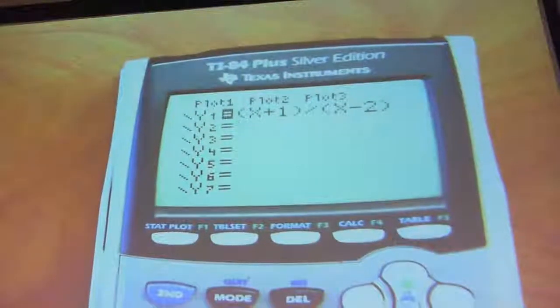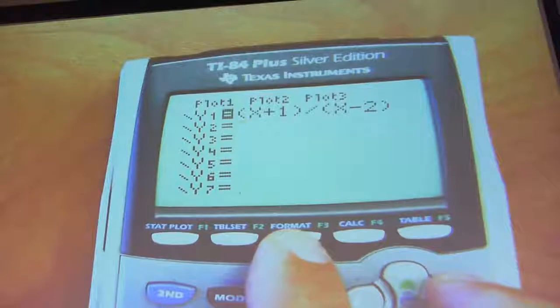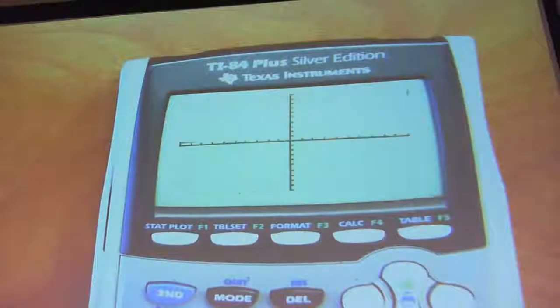Now, we're going to do a couple things. Number 1, we're going to graph it in the standard window. So I'm going to hit zoom 6 to graph it in the standard window. Okay? Now, at this point, all this background stuff is to understand this graph, okay?